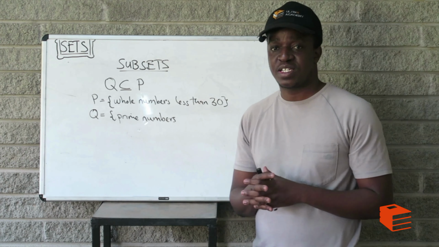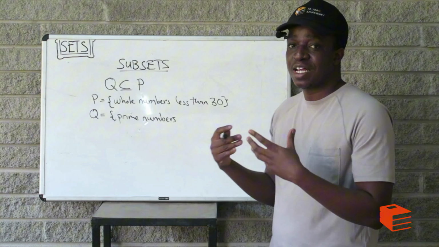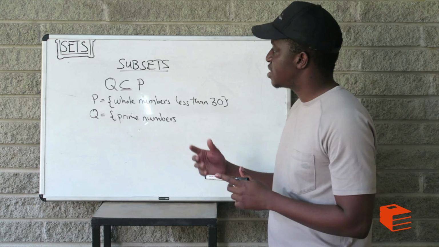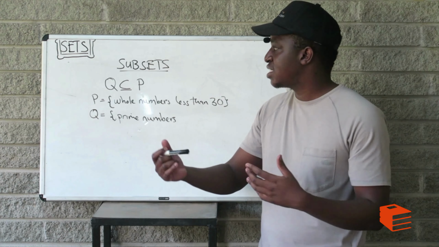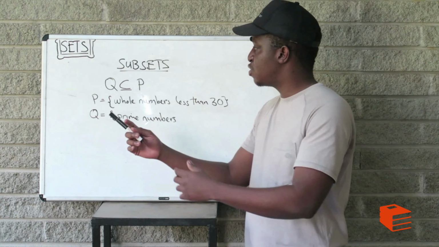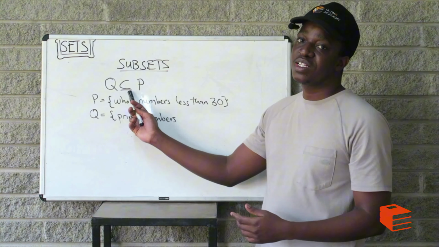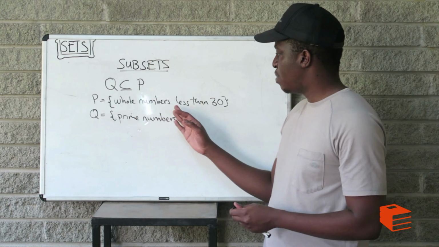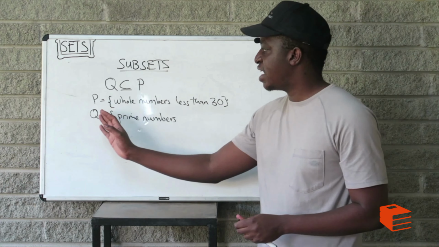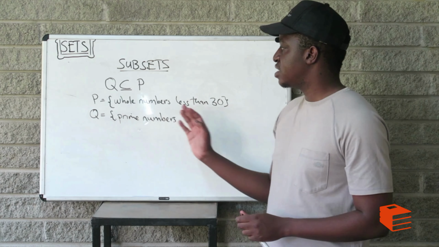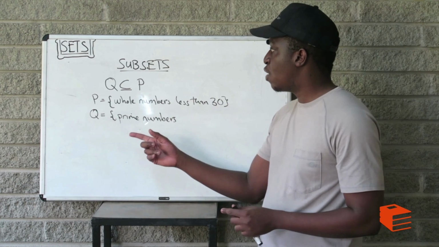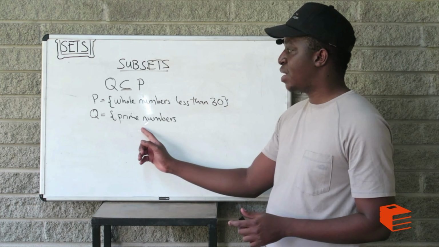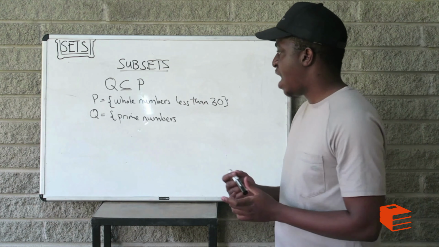Okay, we're going to be talking about subsets. And we learned that subsets are just sets within other sets. So another way to write that something is a subset of something is to say Q and put the symbol, meaning Q is a subset of P. Now, if P is whole numbers less than 30, and Q is a set of prime numbers, then Q is a subset of P, and these are going to be prime numbers under 30.